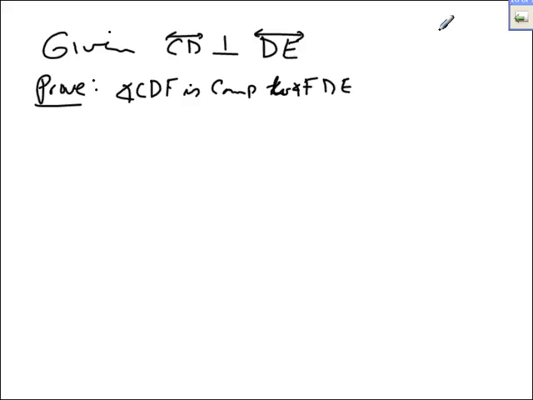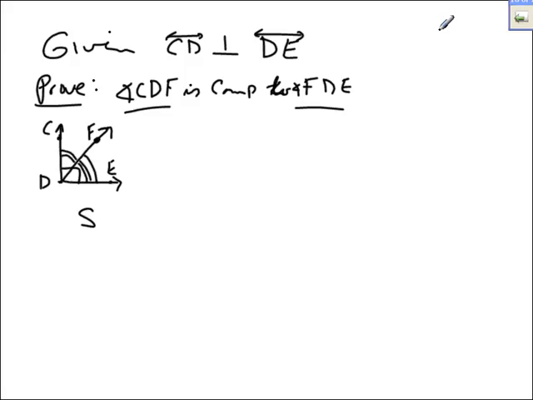And there's a picture with this, of course. You have CD and you have DE, and you have DF. So CDF, this angle right here, is complementary to FDE, which is this angle here. Well, their sum is a right angle. So that's really going to be the proof to show that they're complementary to one another.